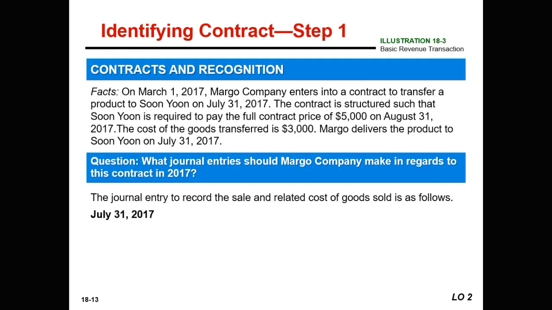So let's look here at contracts and recognition and some basic revenue transactions. On March 1st, 2017, Margot Company entered into a contract to transfer a product to Soon Yoon on July 31st, 2017. The contract is structured such that Soon Yoon is required to pay the full contract price of $5,000 on August 31st, 2017. The cost of goods transferred is $3,000. Margot delivers the product to Soon Yoon on July 31st, 2017.